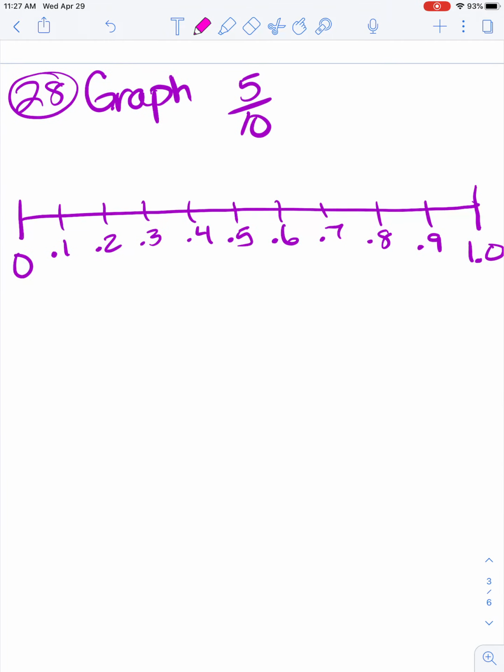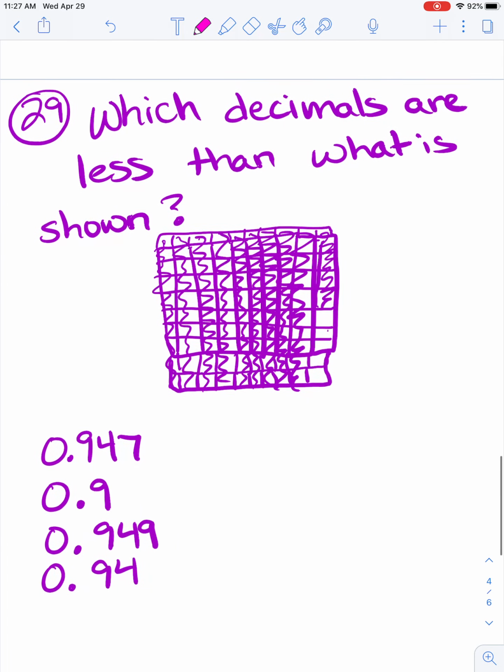Same thing. Here we're graphing 5/10. Well, just like I just did with the decimal above, I have my 5 in the tenths place. Ones, tenths, hundredths. 5 in the tenths place, so 0.5. There's my graph.